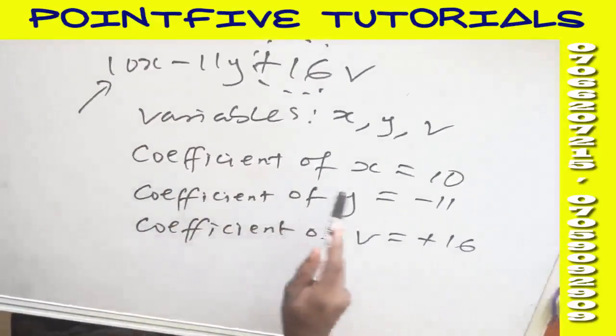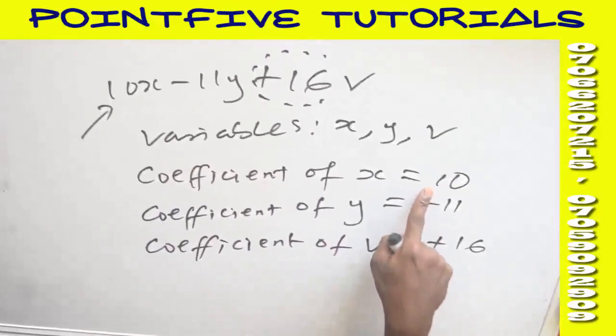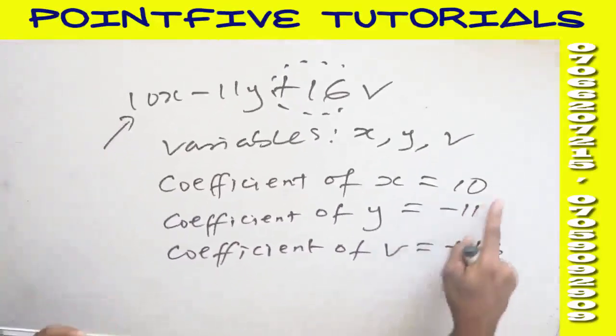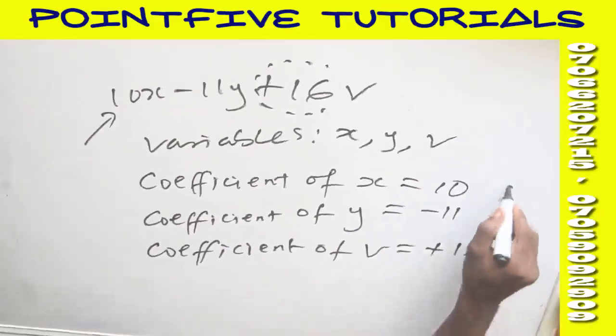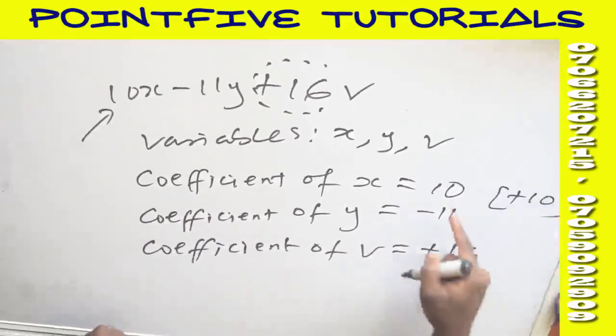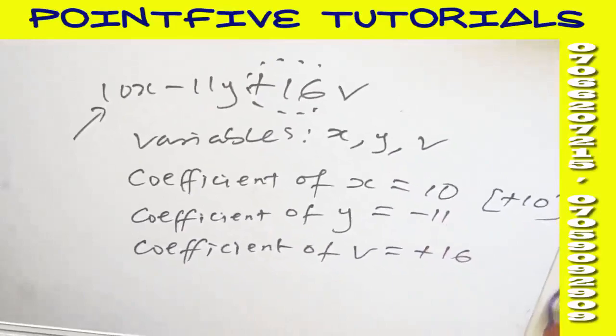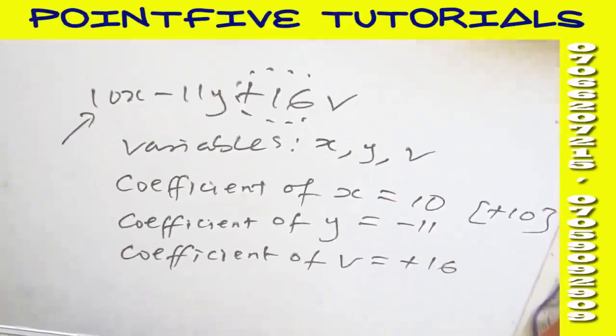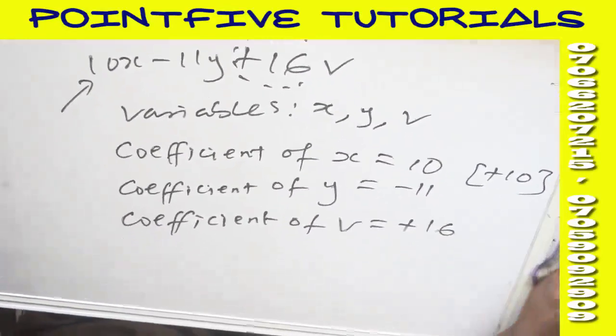If you check here, coefficient of x, why did we not put a sign? We are not seeing any sign here. But even though it's 10, we can also say plus 10. So 10 and plus 10 are saying the same thing. We know that plus is not indicated here, but it's the same thing as this. So that is just it for coefficients.